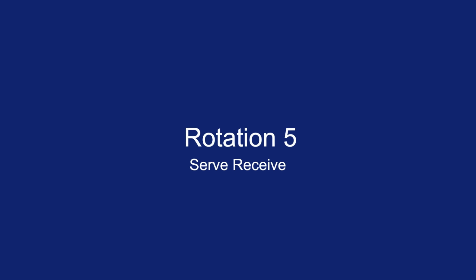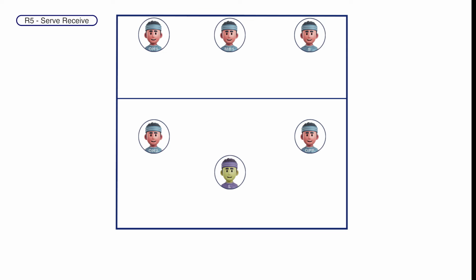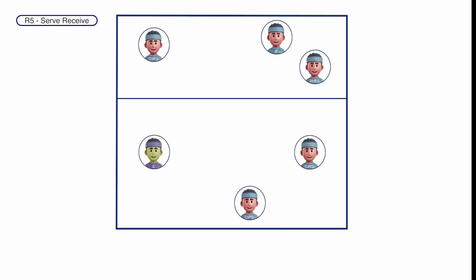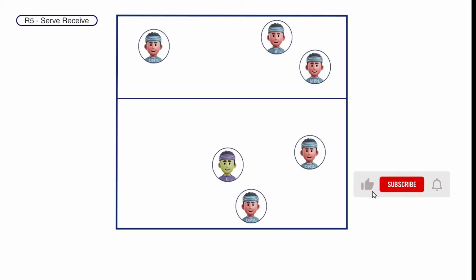Rotation 5 serve-receive. After the opponent sides out and it is their turn to serve, we will go back to regular rotation and then set up for serve-receive. Here, the setter will move towards right, opposite hitter will drop back a bit, libero will rotate towards middle, and outside hitter 1 will move to left back. You have to keep in mind the overlap rule, so you are in proper rotations.